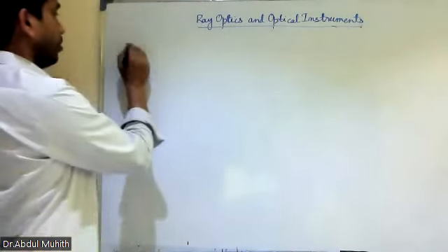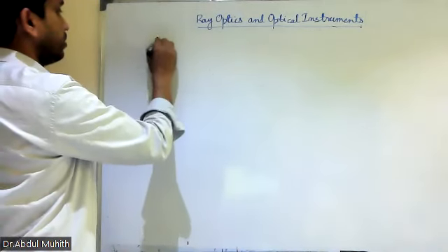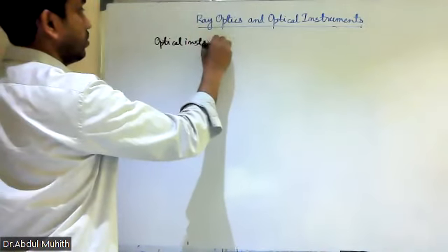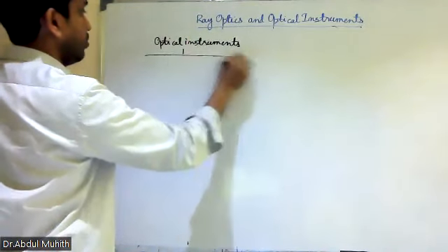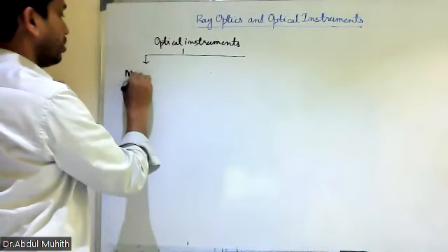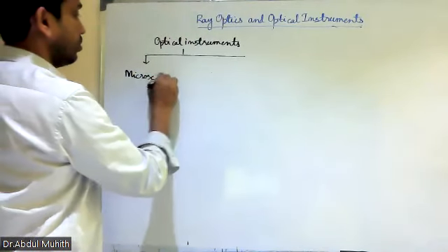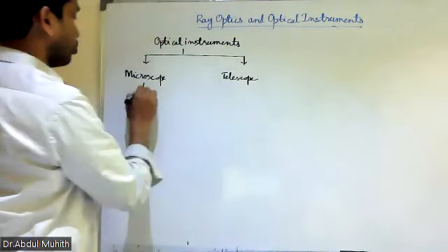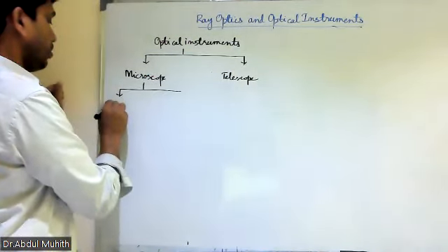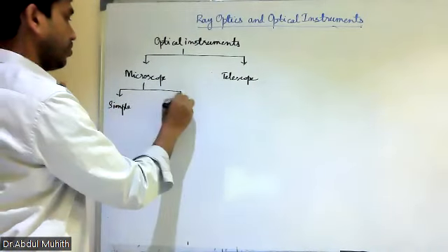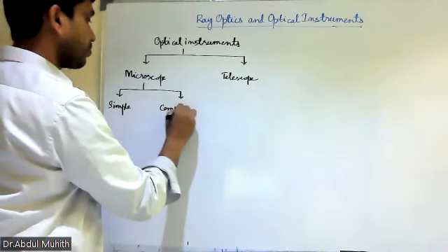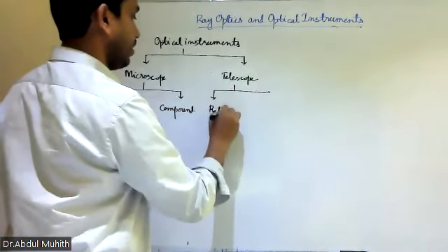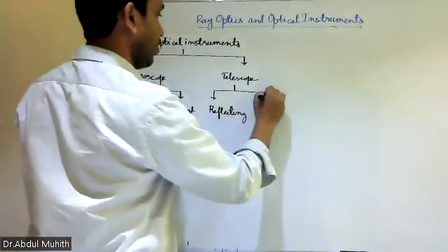See here, in optical instruments we have two: microscopes and telescopes. In microscopes, we have two: the simple microscope and the compound microscope. In telescopes, we also have two. What are they?